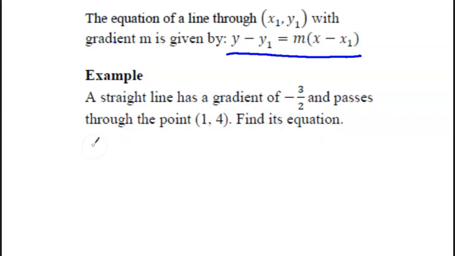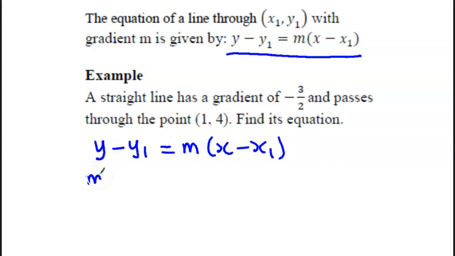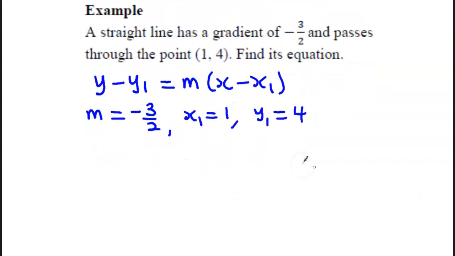We know the equation of a line is given by y minus y1 is equal to m times x minus x1. Our m is given as minus 3 on 2, x1 is the given point, which is 1, and y1 is the given point, which is 4. So we just have to substitute. This implies that y minus 4 is equal to minus 3 on 2 times x minus 1.